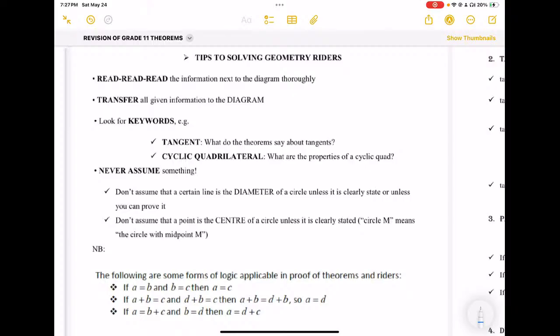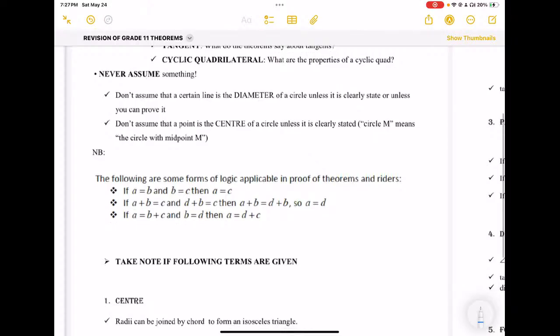And then the circle with center M, then M is the center also, right? And then we've got this one. The following are some forms of logic applicable in proofs of theorems and riders, right? So if A is equal to B and B is equal to C, then obviously A will be equal to C, and the reason will be they are both equal to B, right?